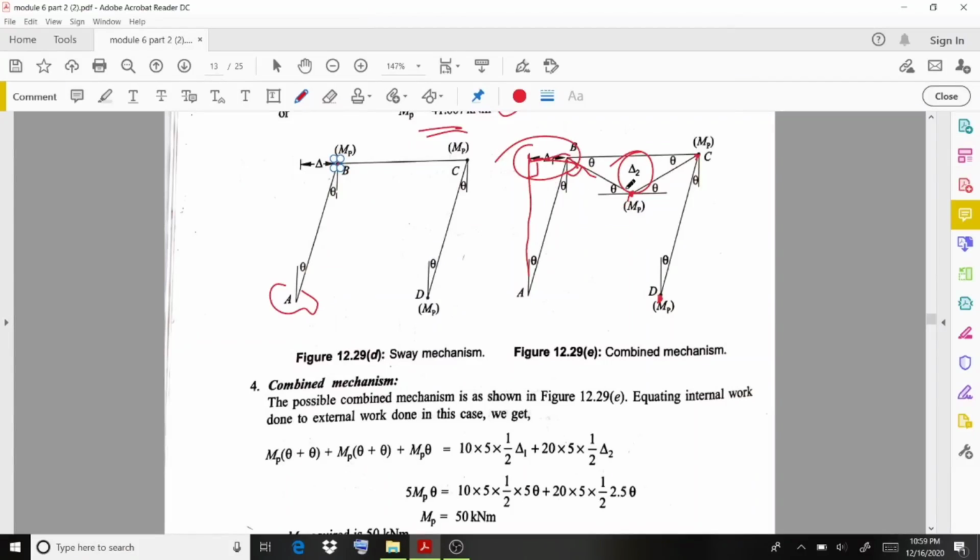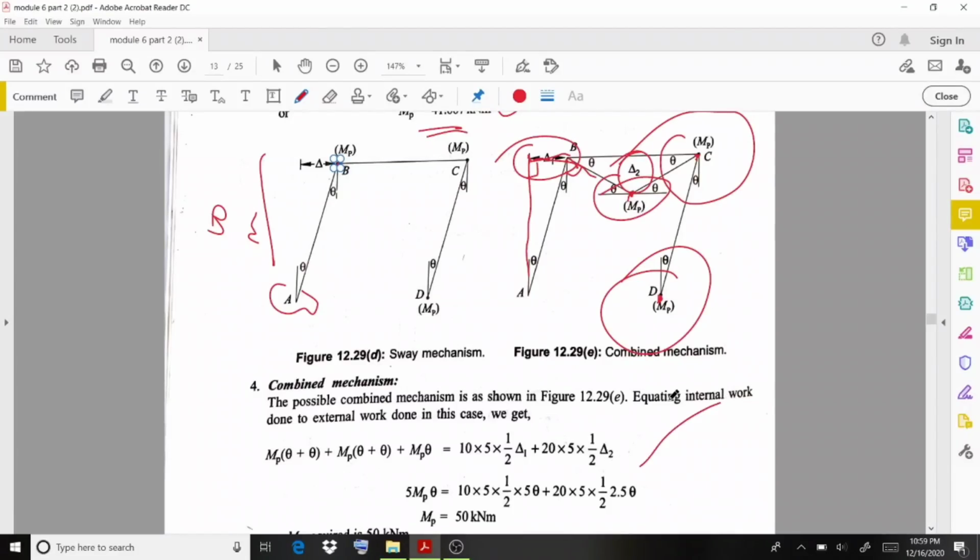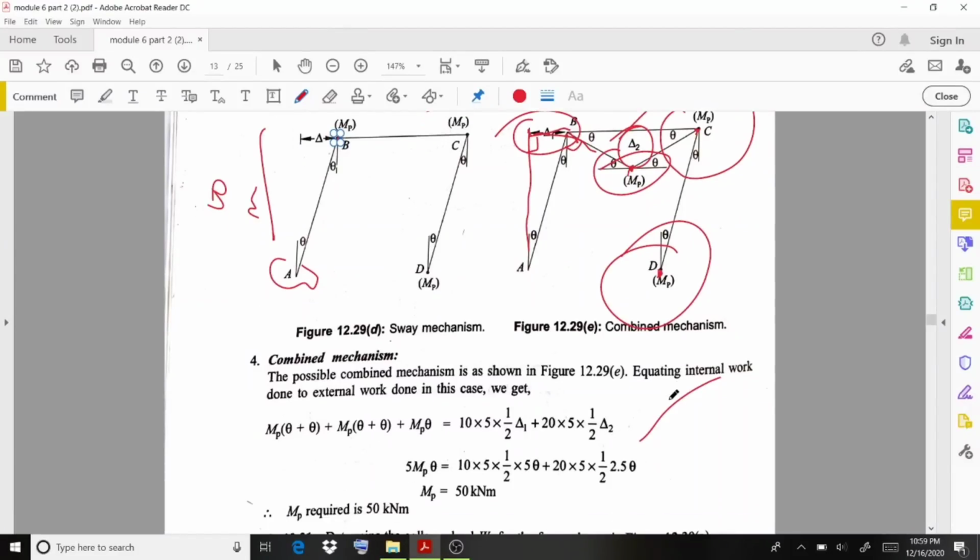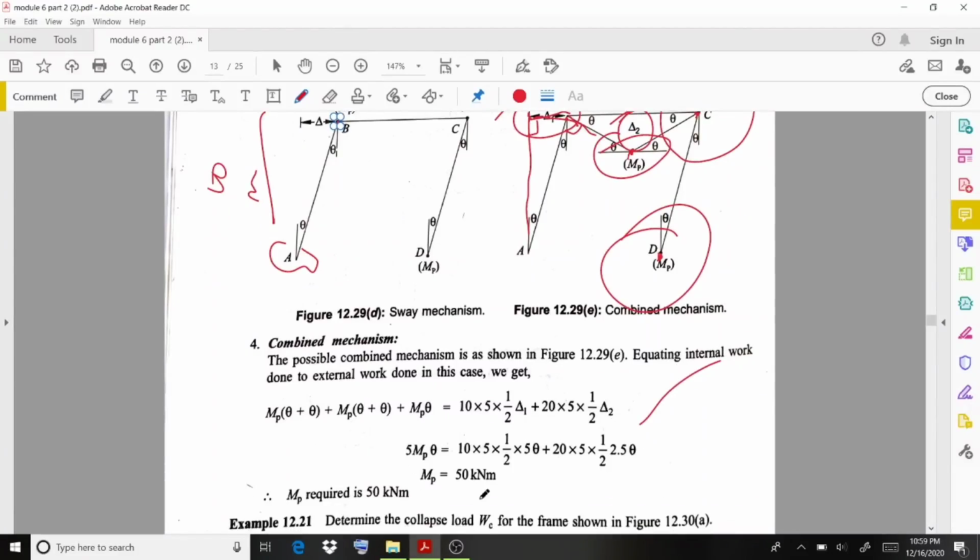MP theta plus theta, then again MP theta plus theta, then the last one MP theta. Then if you directly multiply those values, the magnitude of this side value is going to be 10 multiplied by 5 multiplied by 1 by 2 delta 1 plus 20 multiplied by 5 multiplied by 1 by 2 delta 2. Then if you equate those values with the theta values, you'll get the value of MP as 50 kilonewton meter.